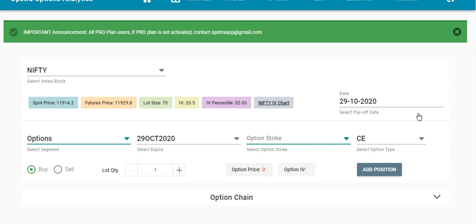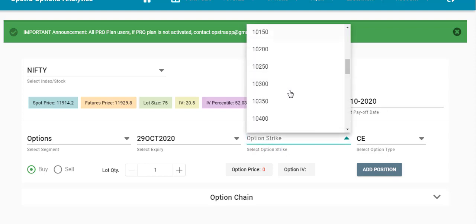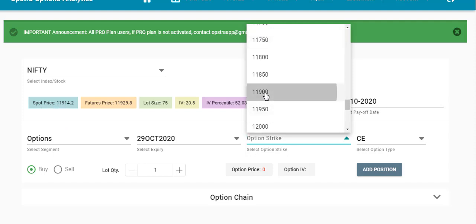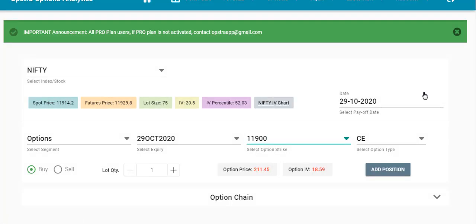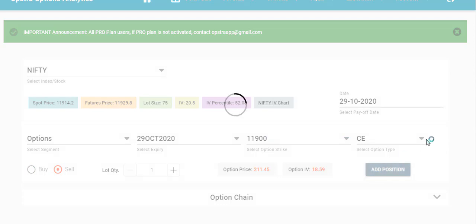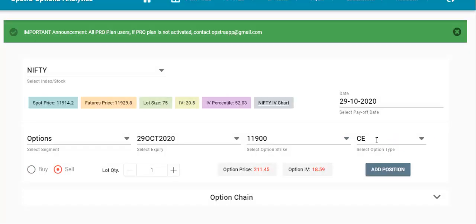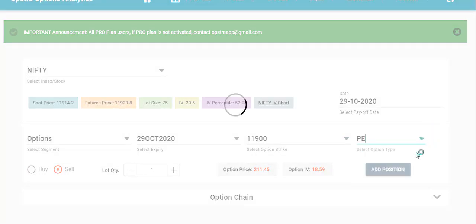Let me select, and for the iron fly strategy, what we need to do is short at the money call and put. Here you can see the spot price, it's somewhere around 11,900, so we will consider it 11,900. So at 11,900 we need to short call and put both, which makes it a short straddle. But we will buy the hedge as well, so this strategy becomes an iron fly.